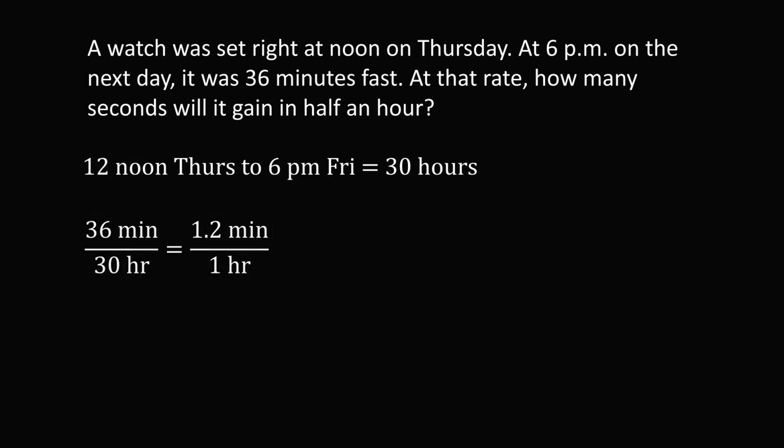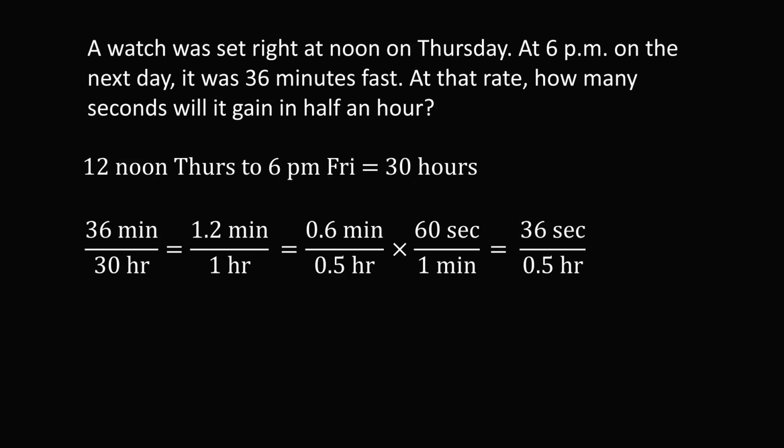At this rate, we have 36 minutes advancing fast per 30 hours, which is equal to 1.2 minutes per hour. We need to convert that into seconds in half an hour. So in half an hour, we'll have half as much, which is 0.6 minutes. And then we will multiply this by 60 seconds per minute, and that will give us 36 seconds per half hour.